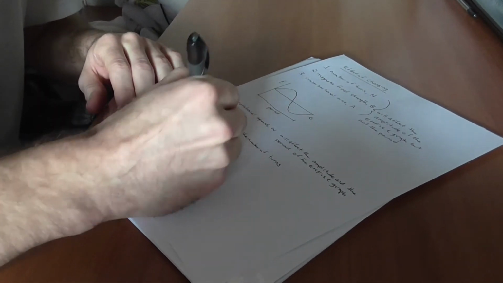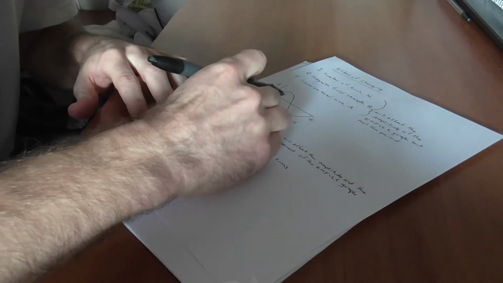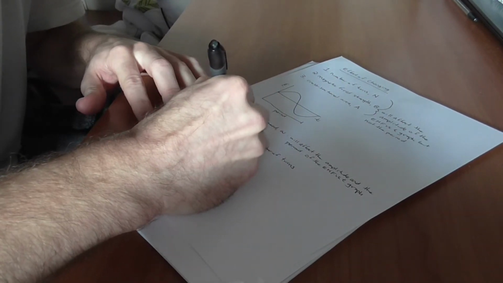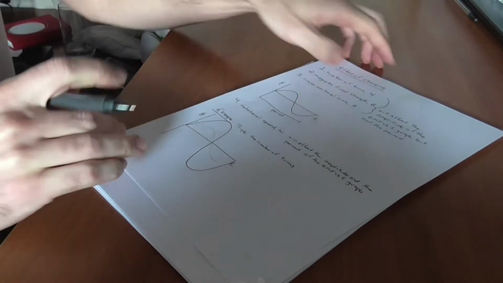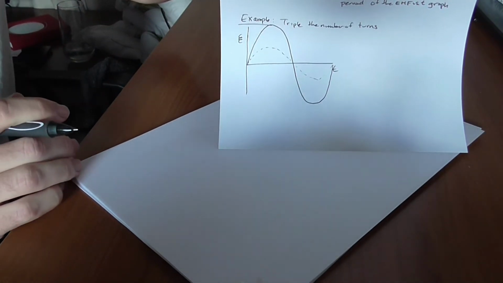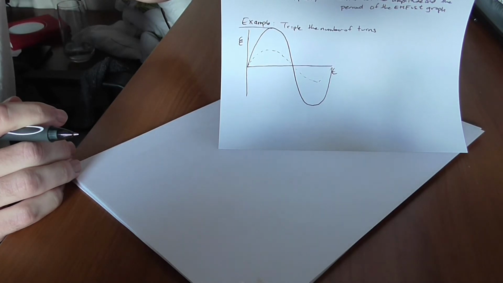So I would have to triple this. So let's see, 1, 2, 3. It's going to go sort of off the chart, off the page a little bit, but it would be something like that. So the period remains the same, but the amplitude has been tripled.